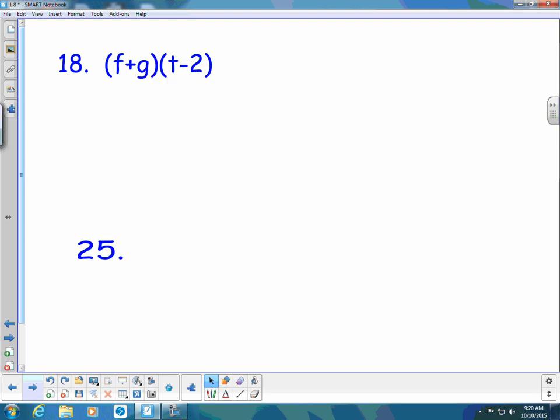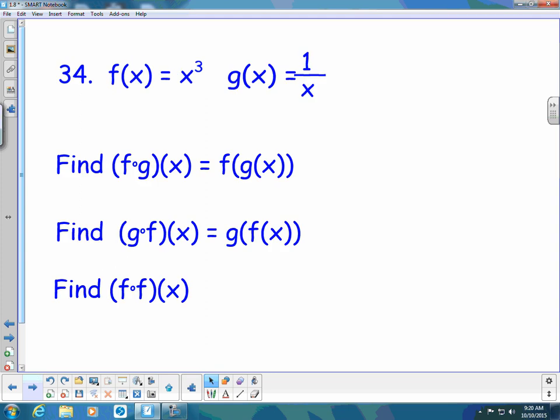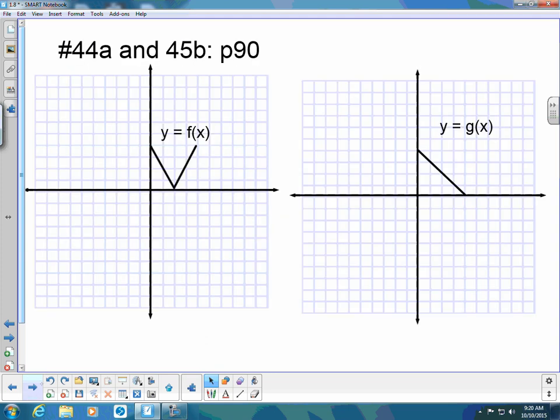Let's see. If I want to look at number 18. No, I think the one that I want to look at is here for 44A and 45B on page 90. Let's take a look at 44A. So it's saying what's f minus g of 1? So 44A is saying what's f minus g of 1?